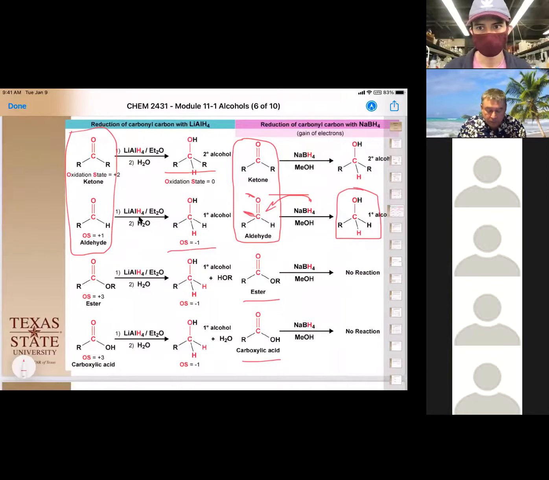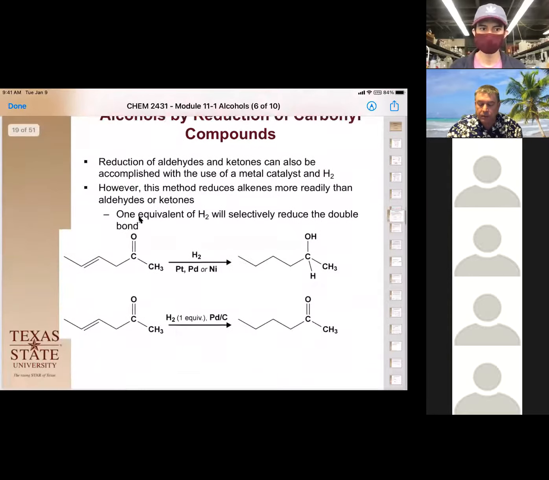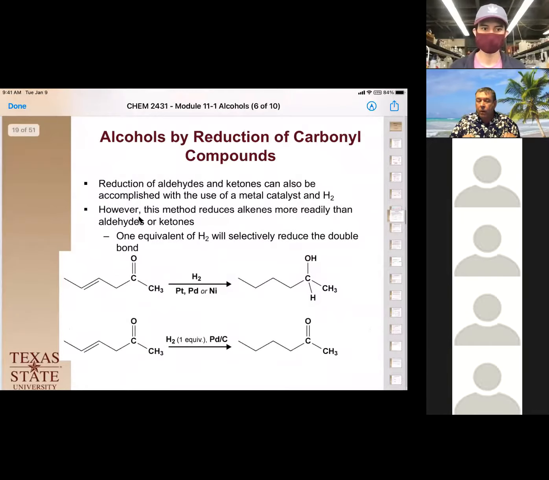And the byproduct for the ester, at least, is going to be another equivalent of whatever that alcohol was. And the byproduct here is going to be water. So we're able to take esters and carboxylic acids all the way down to primary alcohols, but only with lithium aluminum hydride. So we're looking at that selectivity of reductions at that carbonyl. Okay. So again, we might want that selectivity.